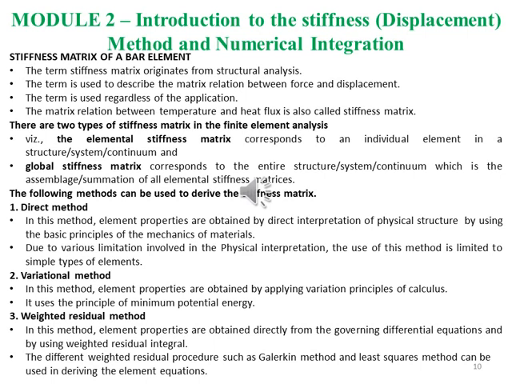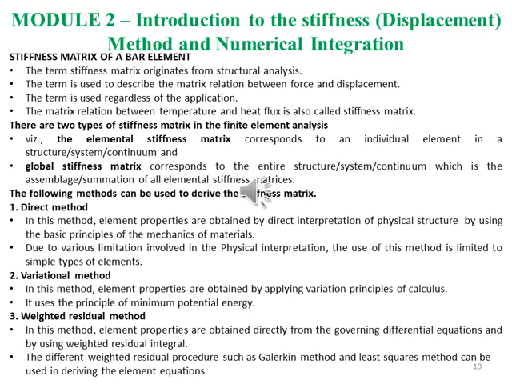Next is the variational method. In this method, elemental properties are obtained by applying the variational principles of calculus of variation. So it uses the principle of minimum potential energy. The third is the weighted residual method. In this method, the elemental properties are obtained directly from the governing differential equations by using a weighted residual integral. So different weighted residual procedures such as the Galerkin method and the least squares method can be used to derive the elemental equations. So these are some of the methods used to derive the elemental stiffness matrix.